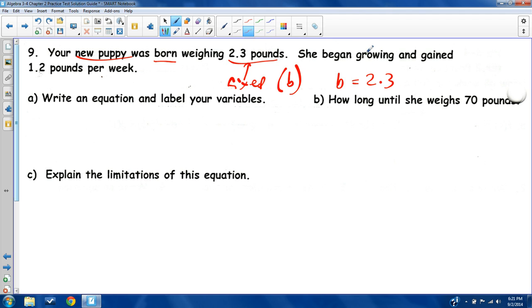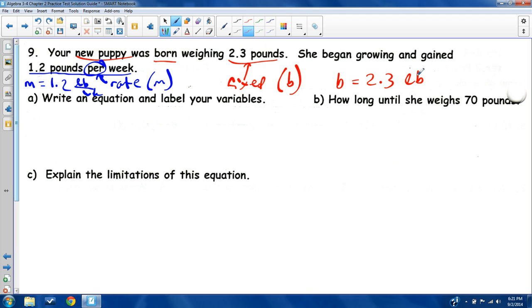You start from 2.3 and you add from there. She began growing and gained 1.2 pounds per week. Oh my goodness, she's getting fat, you little puppy. 1.2 pounds per week. This per is an indication of a rate, like miles per hour, all that stuff. A rate references m, so you know that m is 1.2. And again, this is a rate. This is pounds per week.